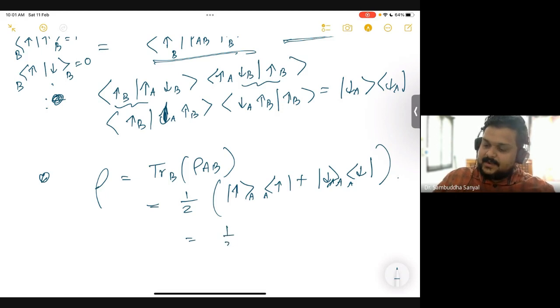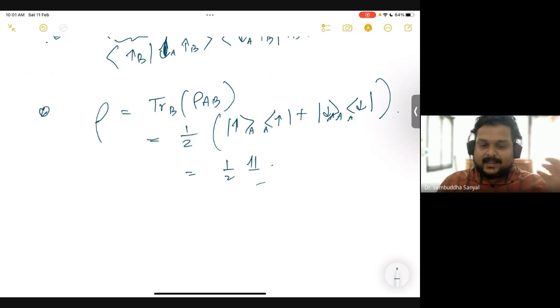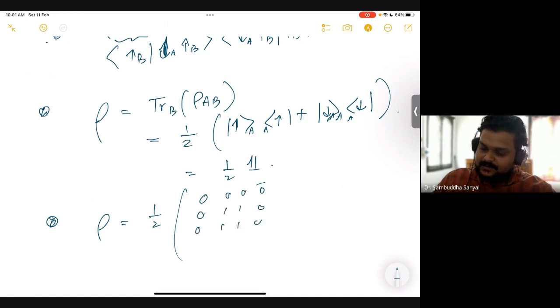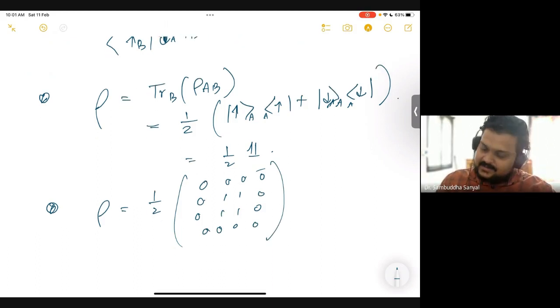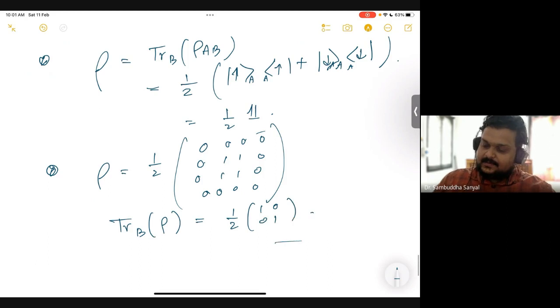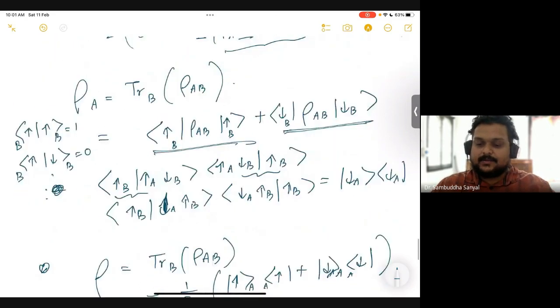Which is an identity matrix. So you can now do this in another way, which means you start with this row, which is half, 0, 0, 0, 0, 0, 0, 0. You can take the partial trace. Okay. You will get half, 1, 0, 0. So try to see this in this way. You can also do it in this way, but also you can do it in this way.